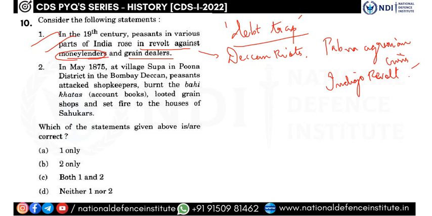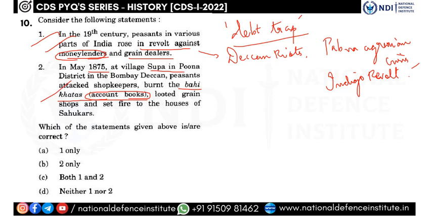Yes, which is against the moneylenders by the farmers. You see here, in May 1871 at Supa village in Pune, the peasants attacked shopkeepers and burned the bahi katas, or account books. These account books recorded how much debt had been given to the people. Yes, taken into account, that is called the bahi kata. The people took these bahi katas and burned them to show opposition against the haphazard loot of these people.